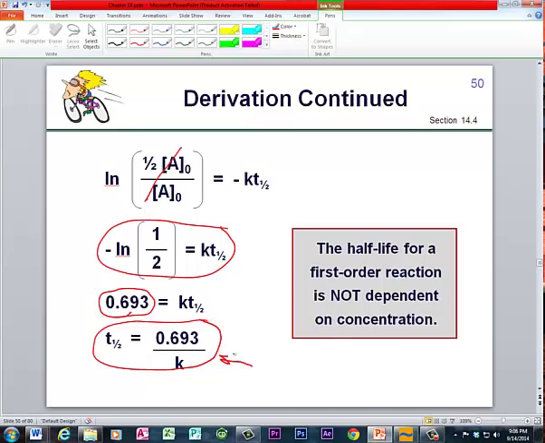And this, if you'll notice, doesn't contain any units of concentration. That's because for a first order reaction only, the half-life does not depend on concentration. It's independent of concentration. So T 1/2 is equal to 0.693 divided by K. You need to remember that equation. The half-life for a first order reaction, T 1/2, is equal to 0.693 divided by K.